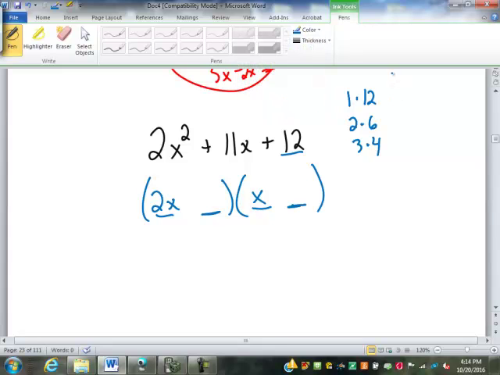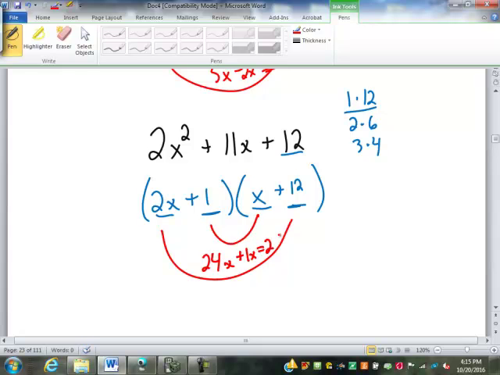Which ones do you want to try? Be brave. 1 times 12, let's try it. Plus 1 plus 12. 2x times 12 is 24x. 1 times x is 1x. That adds to make 25x. Not what we want. But here's the issue. Because this is 2x and x, we have to try them in the other order. If I put 12 here and 1 here, let's see if that changes anything.